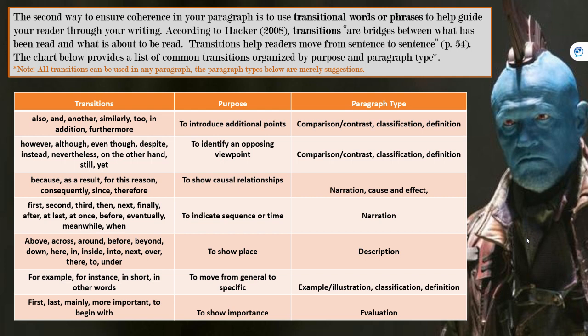So you might want to refer back to this PowerPoint presentation. You could probably print this page off and keep it with you so that you have some transitions that you can use. If you want to move from general to specific, if you're making a general statement and then you want to show some specific ideas, you might say, for example, for instance. And if you want to show importance, you might say first, last, mainly, more important, to begin with, etc.